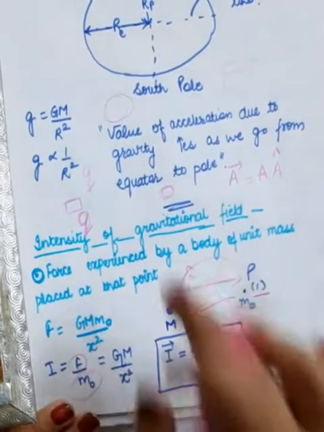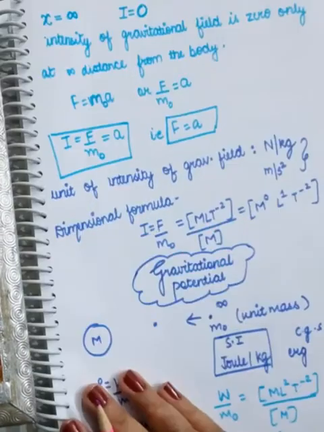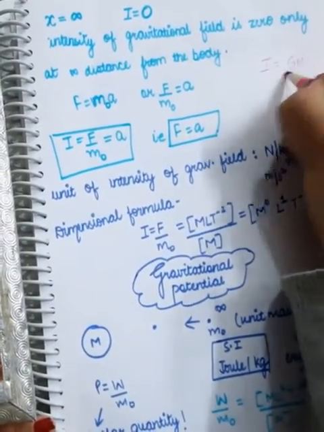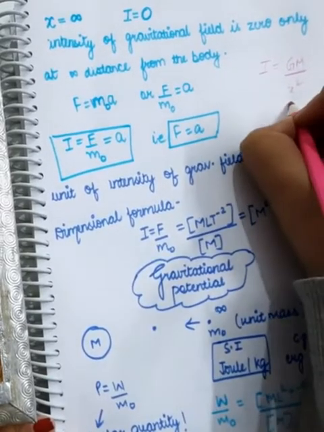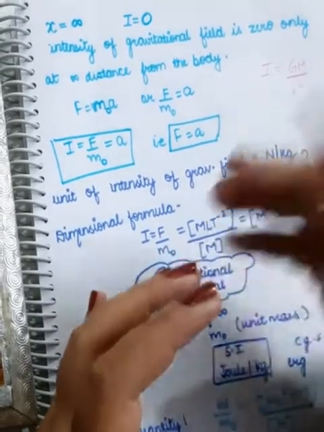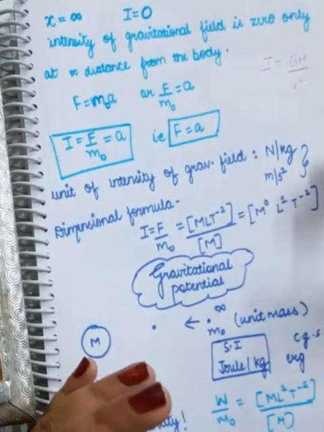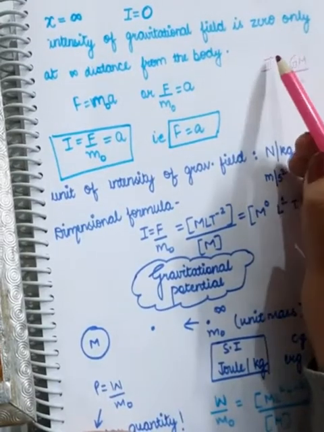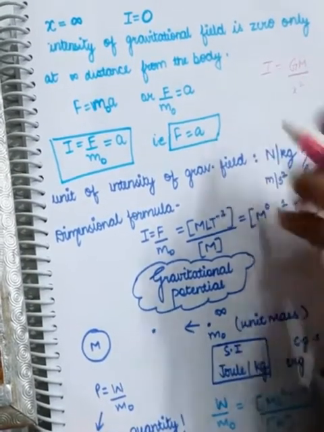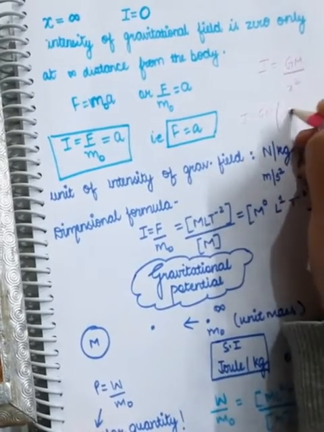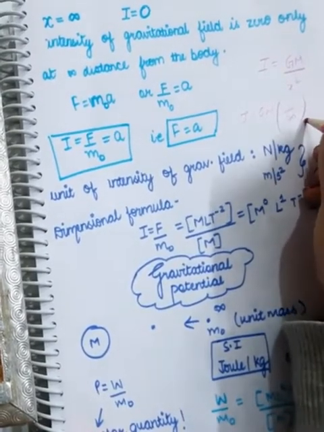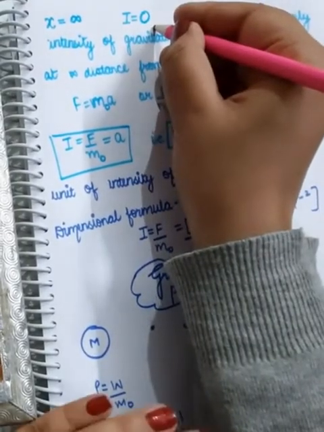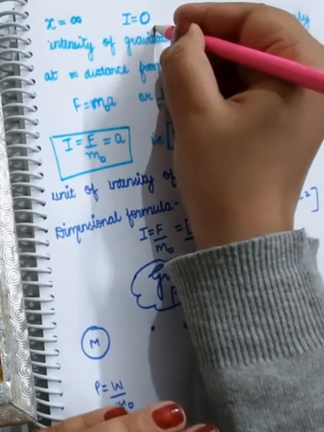And this whole topic is intensity of gravitational field. So you got to know that I is equal to GM upon x square. Suppose x is equal to infinity, like this is the bigger mass and the smaller mass is kept at an infinite distance from that bigger mass. So if x is equal to infinity, the equation will become I is equal to GM into 1 by infinity, and 1 by infinity is nothing but 0. So this means intensity of gravitational field is 0 at infinite distances only.